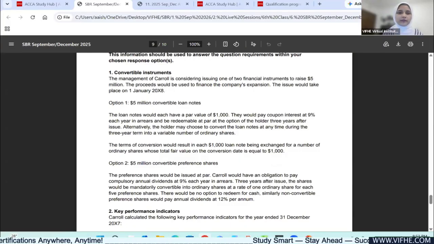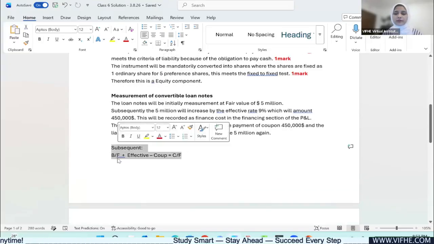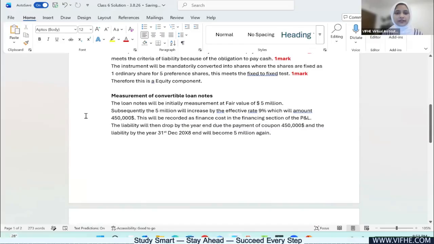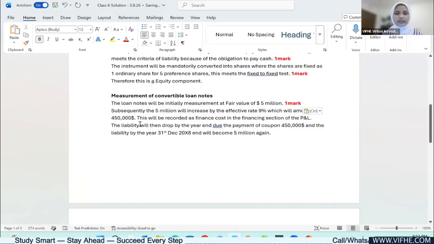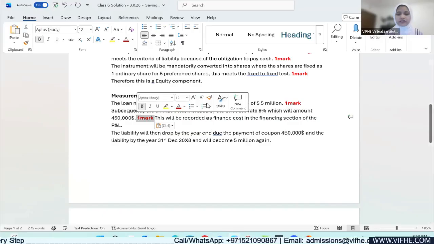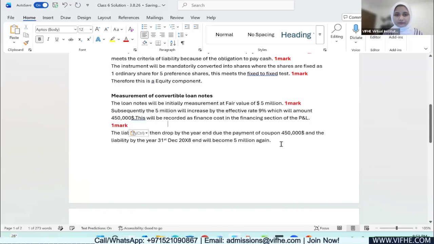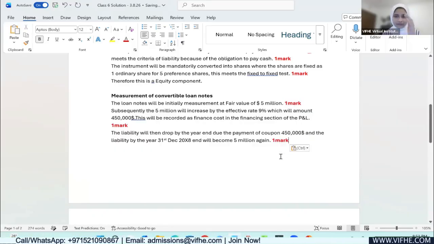Okay, so till here, I hope everyone is clear. This is just for support purposes, no need to probably show it here. The loan notes will initially be measured at fair value. This will attract 1 mark. Then the 5 million will increase by the effective rate, which will amount to 450. This will be recorded as finance cost. So the measurement plus treatment, ideally, I feel like would have attracted 1 mark here. It will then drop by the coupon, and by the year end, it will become 5 million again.